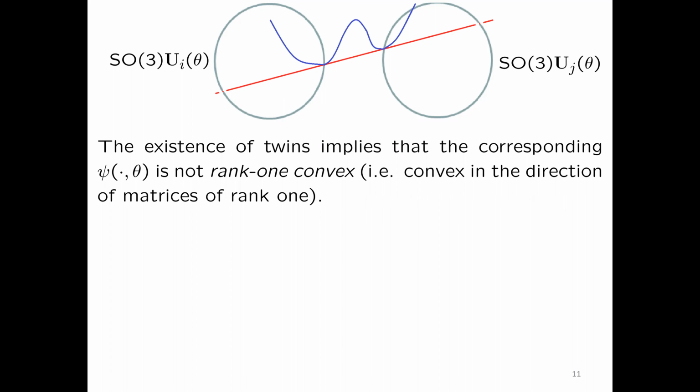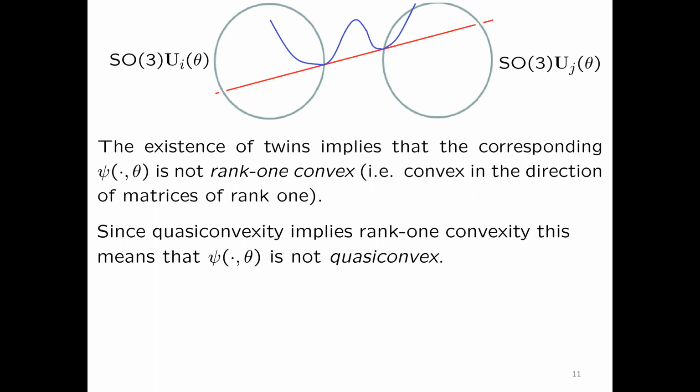Now if you look at the energy along that line, it's going to be 0 here and 0 here, and it's going to be positive elsewhere. So it's going to be a non-convex function of the direction along this line. That means that this function of C cannot be rank 1 convex. It cannot be convex in the direction of matrices of rank 1. Now, there's a very important condition called quasi-convexity, which happens to imply rank 1 convexity. So this means that φ of C is not quasi-convex.